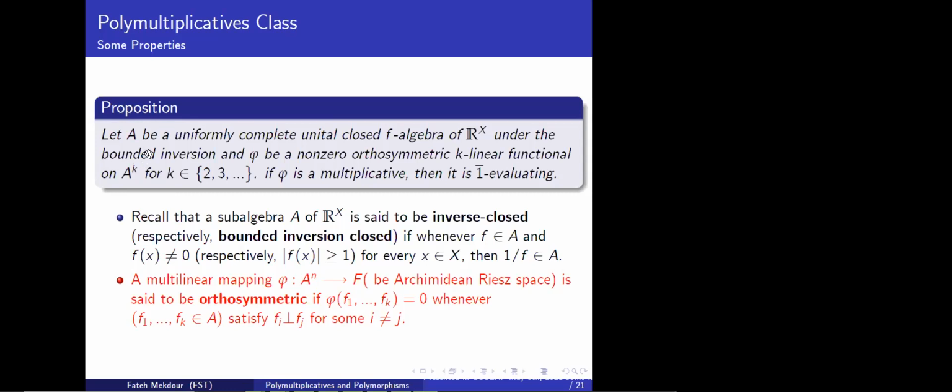So let us return to the proposition. Let A be a uniformly complete, unital, closed f-algebra of R^X with bounded inversion, and phi be a nonzero symmetric linear functional on the k-fold Cartesian product of A, with k a natural number greater than or equal to 1. If phi is multiplicative, then it is 1-bar-evaluating.